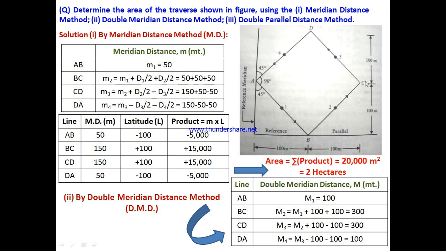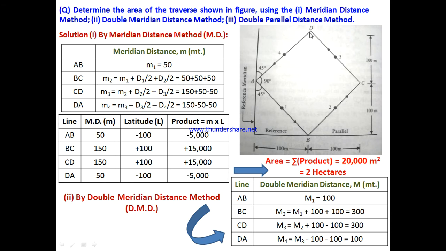So meridian distance of C will be equal to 300, which we have already calculated here. Now meridian distance of D will be equal to this part minus 100. So we can say that the meridian distance for point D will be minus 100. Whatever we have calculated, we need to go back.